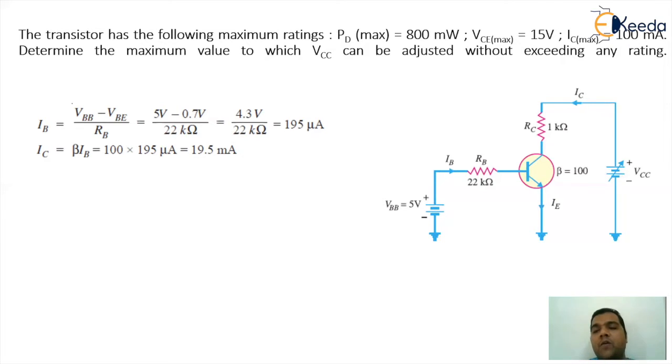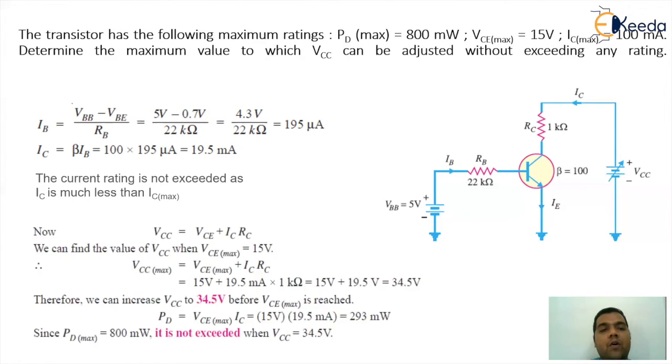Next, we are going to apply KVL to the output loop. The KVL to the output loop will give you VCC minus ICRC minus VCE is equal to 0. So you can get VCC is equal to VCE plus ICRC. You know the value of IC, you know the value of RC. If I assume that the VCE can maximum reach 15 volt, I will get the value of VCC max as 15 volt plus the value of current into the resistance. So the value comes as 34.5 volt.